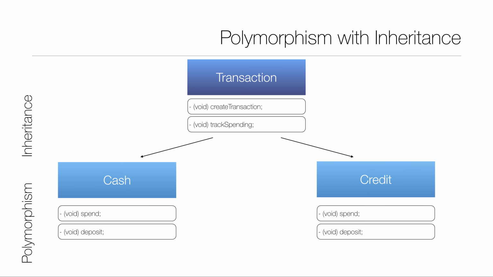So when you simply say spend, the cash object will spend and it will do everything properly that it needs to do. But when you send that same message to a credit object, it spends in its own special way. So that's the beauty of this. You don't have to say, well, if this is a cash object, then do this. If this is a credit object, do this. You just code up the class structure of your program in this way, and then it just works.